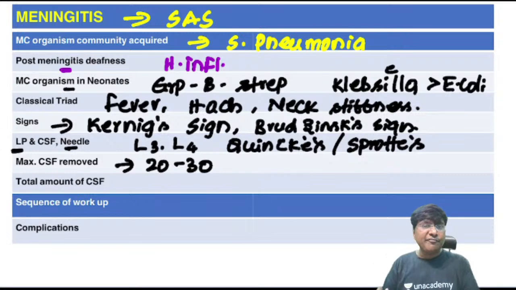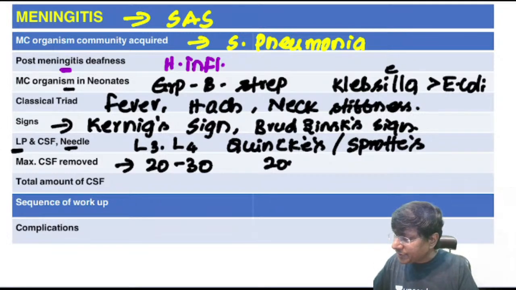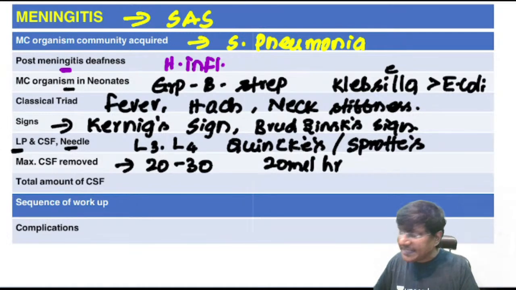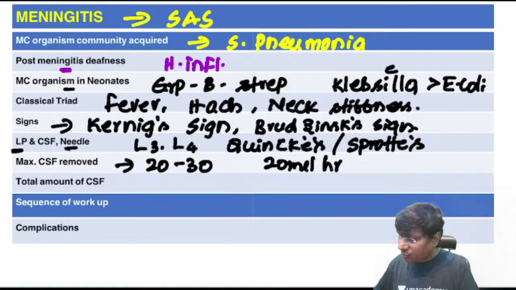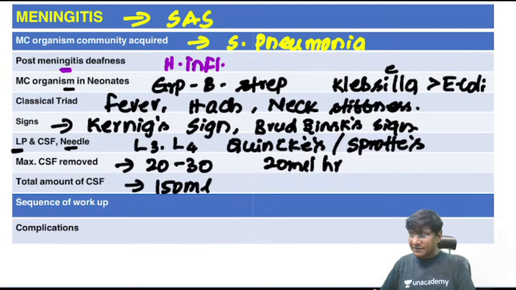And what is the rate of production of CSF? The rate of production of CSF will be around 20 ml per hour. The CSF is continuously produced by the choroid villi which are present within the ventricle. And what is the total amount of CSF present in the subarachnoid space? That will be around 150 ml.